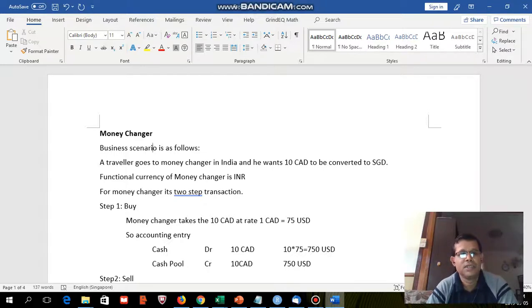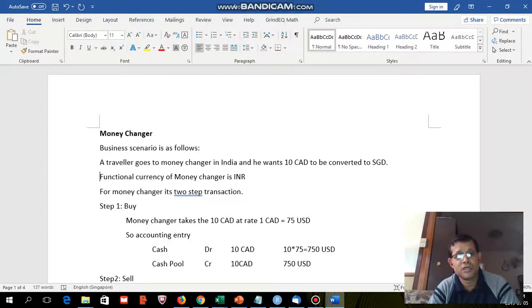So let's get started. The business scenario of the banking industry is something like this. Let's say we have a traveler from Canada, carrying Canadian dollars. He comes to India and now he has to go to Singapore. Before going to Singapore from India, he wants to change his currency. He is carrying, let us say, 10 Canadian dollars, and wants to convert it to Singapore dollars. So he goes to a banker, any money changer, gives 10 Canadian dollars and asks for the equivalent Singapore dollars for that day.